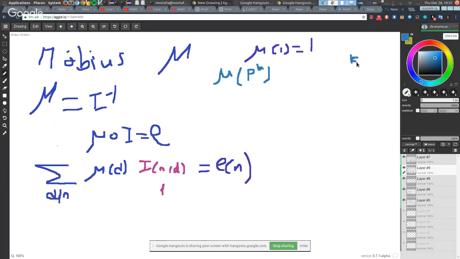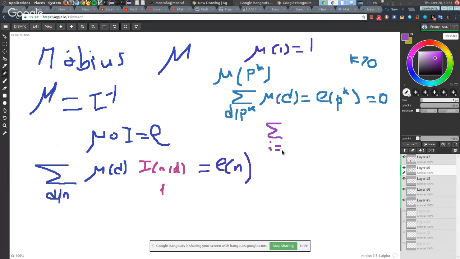If this k is greater than 0, it means that if we go over all the divisors of p to the power of k, this would be equal to e of p to the power of k, which is equal to 0, because the number is greater than 1. So here we find that if we go from i equals 0 until k, we take the mu of p to the power of i. This has to be equal to 0.